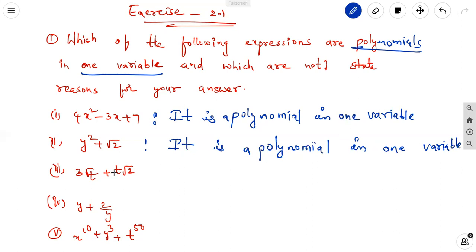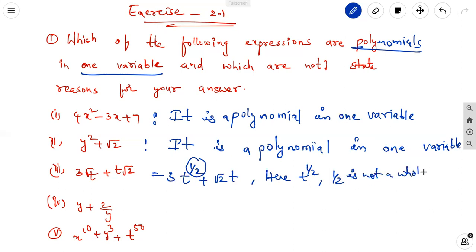Okay. Third one, just you can see it. Here 3 root t is nothing but t power 1 by 2 plus root 2 into t. Here t power 1 by 2 is there. Here 1 by 2 is not a whole number. So, it is not a polynomial.